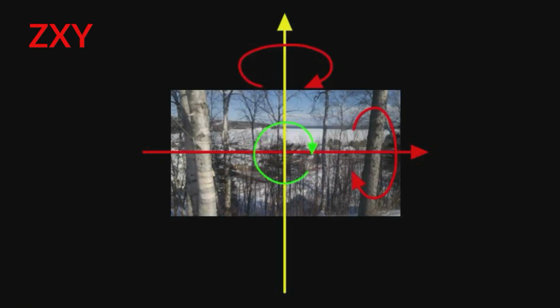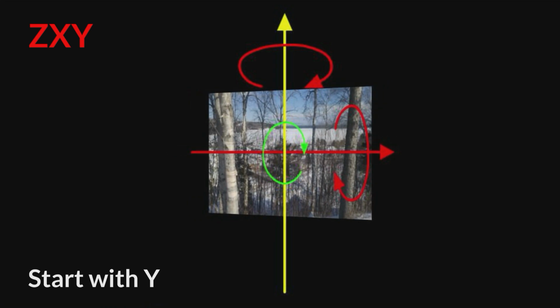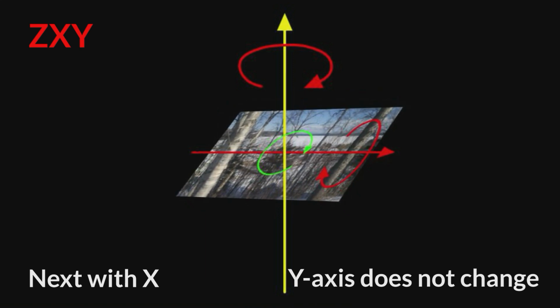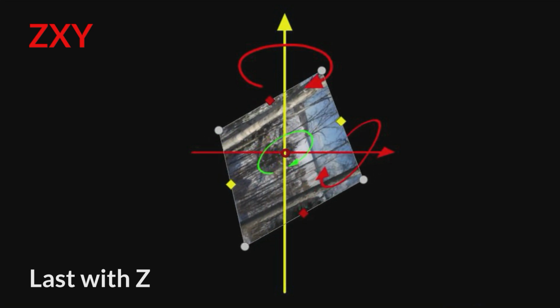For ZXY, rotating using Y causes the image and the Z and X axes to rotate. Rotating X causes the image and the Z axis to rotate. Rotating Z will rotate the image about the modified Z axis, which is normal or perpendicular to the image.